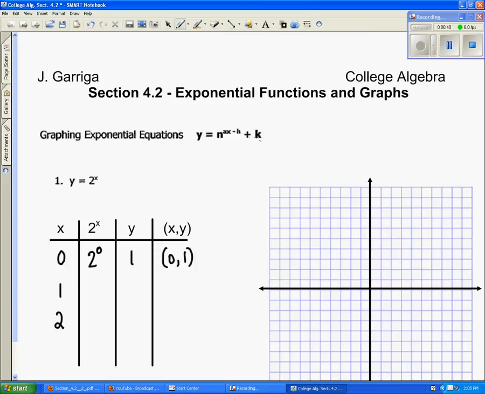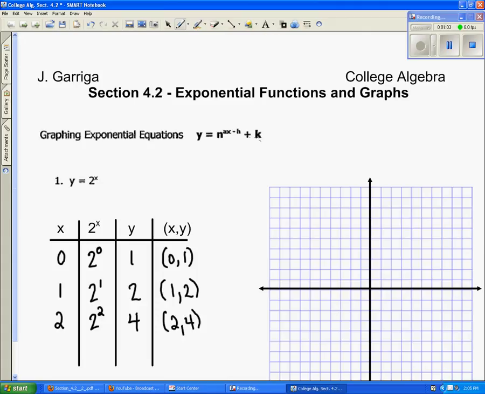For this next one, I have when x equals 1. So I take my original equation, 2, and where x is, I'm going to put a 1. Well, 2 to the first power is just 2, so I get the ordered pair 1, 2. In my last one, I take 2 and raise it to the second power, so 2 squared is 4, so it's the ordered pair 2, 4.